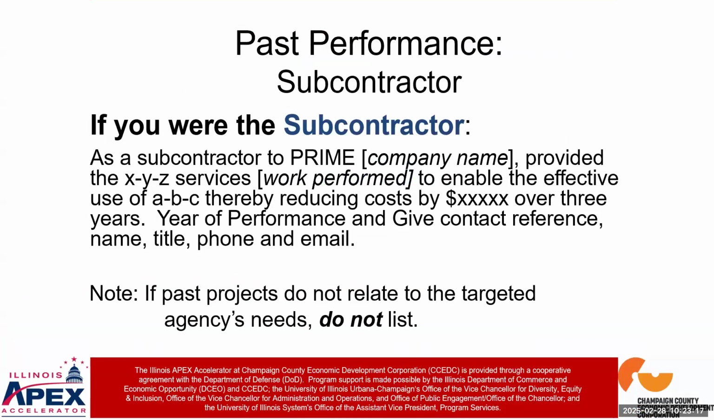Now you're a subcontractor, okay? So you worked for the prime, who worked for the government. As a subcontractor to the prime, I provided those XYZ services, that was my work performed, to enable the effective use of ABC, thereby reducing the cost over 3 years. So I contributed to that $100,000 reduction this much. And the year of performance, give contact reference, name, title, phone, and email.